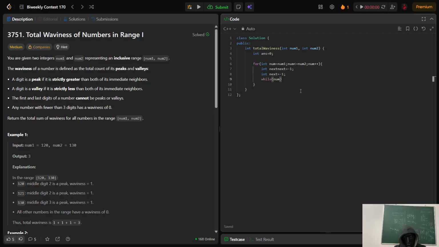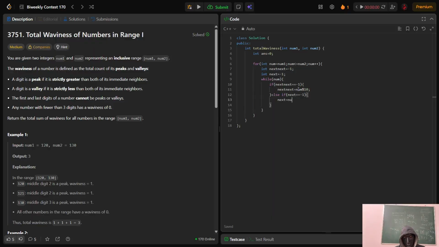So I'll take a loop till this number, whatever number we are calculating, is greater than 0, which means we have certain digits. So I'll check if this next is -1. In that case I will put the last digit from the right hand side into my next, that is going to be num modulo 10, right? If next is not -1, then I'll check else if this next is equal to -1.